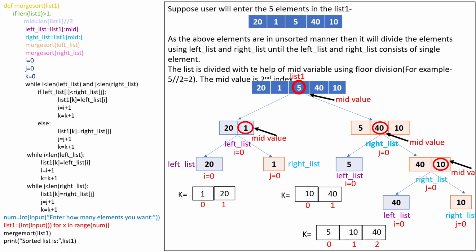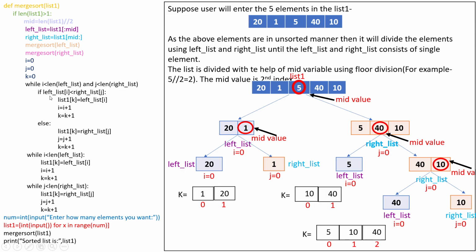the sorted elements. Now, while i is less than the length of left list: 0 less than the length of left list. Yes, obviously. Here the length of left list is 2. 0 less than 2, true. And j, 0 less than the length of right list. The right list has 3 elements, so the length of the right list is 3. So 0 less than 3, true. It will go in the while loop.